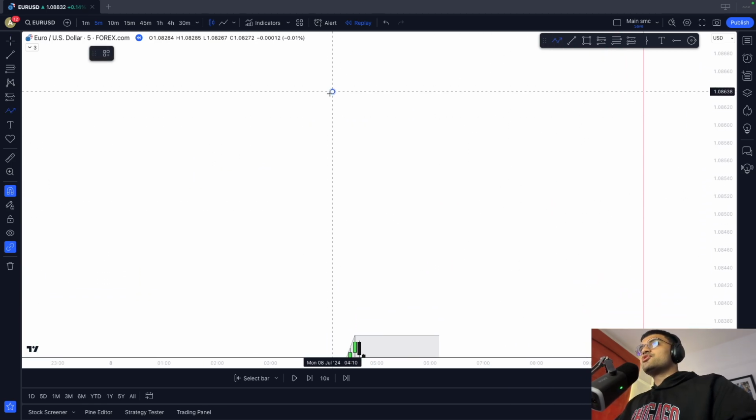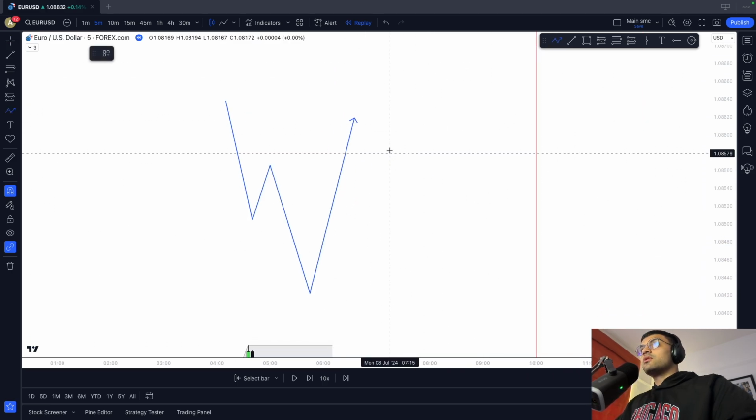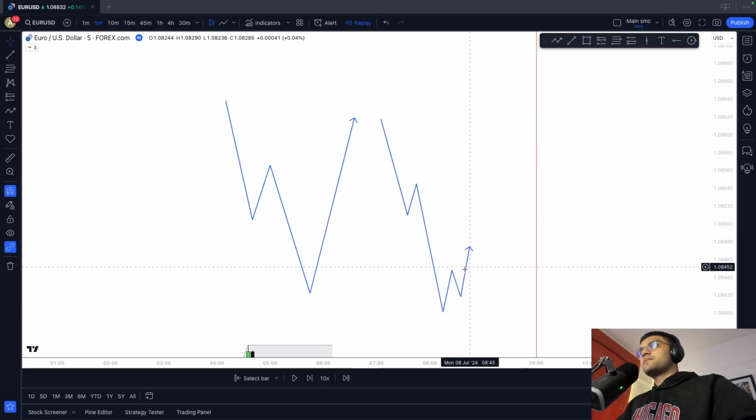One more thing, a valid CHoCH is this, okay? Down, up, down, and a break of this. A valid CHoCH is not this. Down, this. This would not be a valid CHoCH. This would be the valid CHoCH. This swing high, okay?